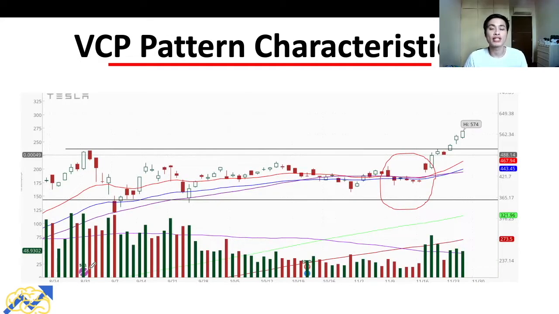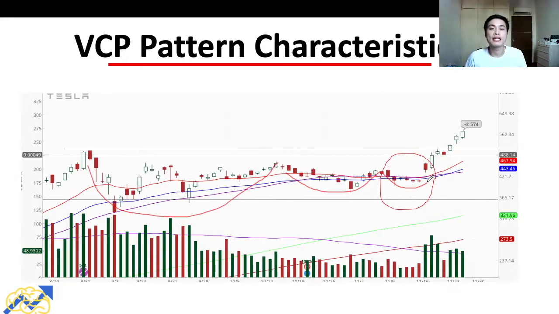This is the price chart for Tesla, and we can see that over here Tesla is displaying the VCP pattern characteristics. The first characteristic is that price is contracting from the left side of the base to the right side of the base. This is the first contraction, then this is the second contraction, and this is the third contraction. You can see that for each subsequent price contraction, the price volatility is always lower than the preceding price contraction. That is the first characteristic of the VCP pattern.